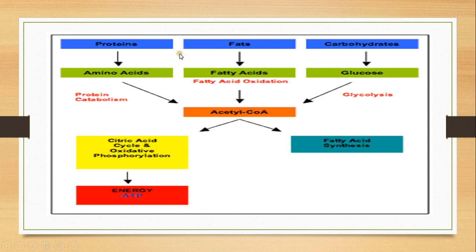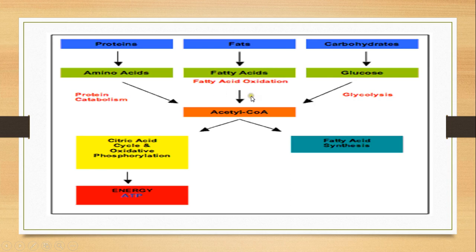This scheme represents the combined effect of all energy resources and how the energy process continues by utilizing proteins, fats and carbohydrates. Proteins in the form of amino acids, fat in the form of fatty acids, and glucose in the form of the product of carbohydrate.